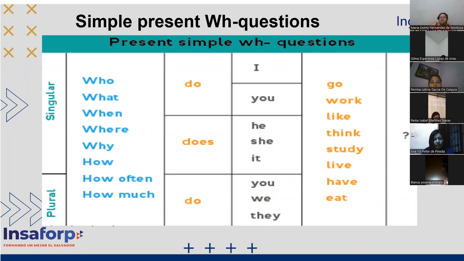Ana Iris, where do you live? Where do you live, Ana Iris? Ana? Where do you live? I live in the Soyapango. Soyapango. Okay, very good. So we're going to continue because of the time. For the ones that didn't participate, try to do it by yourself in your notebook. Try to write the questions, because we're going to use that later on.